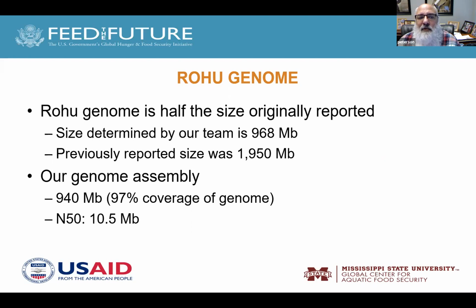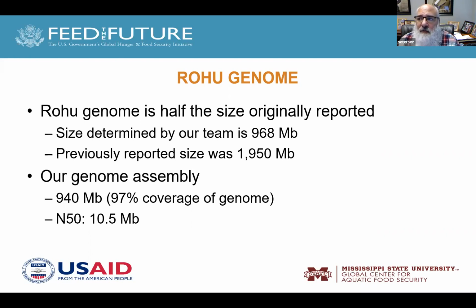So one of the first things that we did: what had been reported previously for Rohu was that its genome size was 1,950 million bases long, which seemed pretty high to us. It's about twice the size that had been observed for other carp that were closely related. One of the first things we did is actually determine the genome size using probably the most standard means of doing it, called flow cytometry.